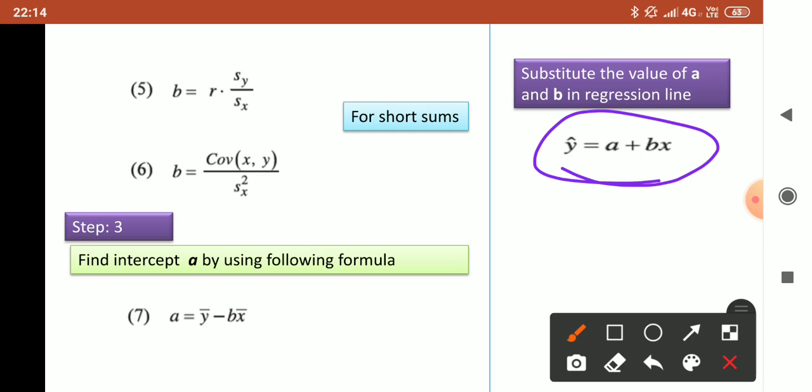And then at the last, you have to substitute the values of a and b. a is the intercept and b is the regression coefficient in the regression line y cap, which is equal to a plus bx. Sometimes you are given x, so you have to put the value of x and estimate the y. In this way we will solve the sum. Let's start the sum.